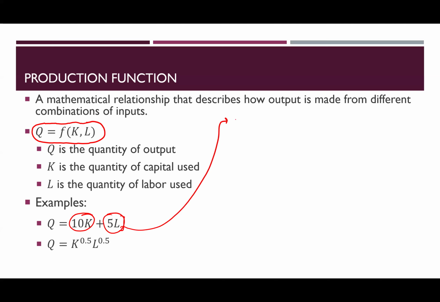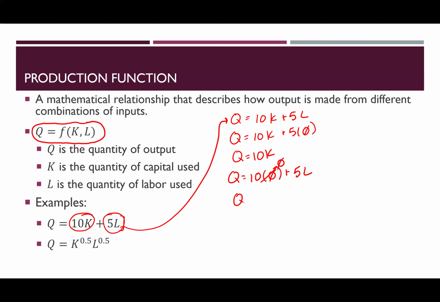Right? If we were to take this production function and substitute 0 for each of our inputs, so let's start with labor. So we'll say quantity is equal to 10 times K plus 5 times labor, which we've said equals 0. We don't want to use any labor, just capital. We still are able to produce output. Similarly, if we substitute 0 for capital, that goes to 0, we can still produce output.